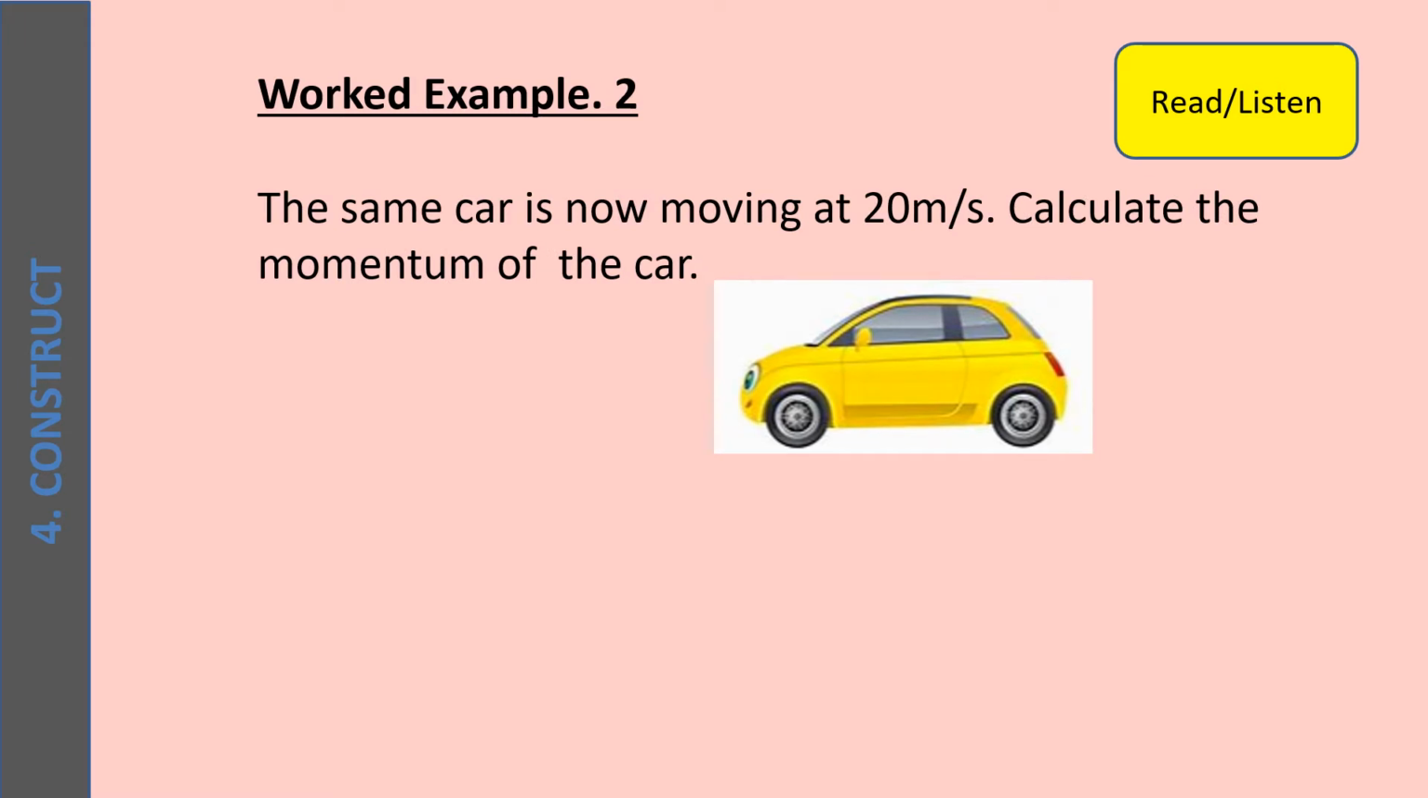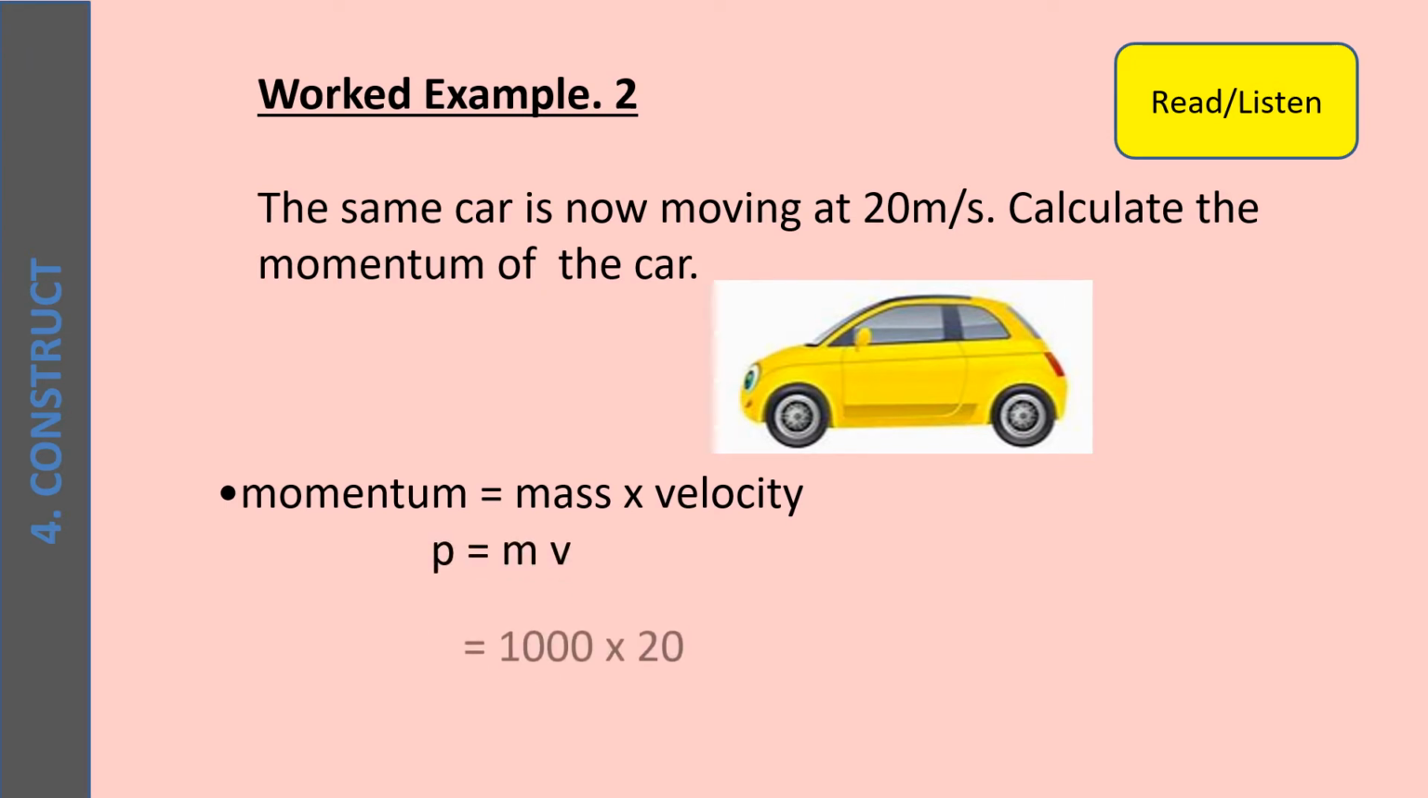Now let's have a look at the same car, but the car is now moving at 20 meters per second. Calculate the momentum of the car. So our formula is momentum equals mass times velocity, in shortened form, p equals m times v. The mass is 1,000 and the velocity is 20 meters per second. If you multiply them together, it gives you a momentum of 20,000 kilograms meter per second.